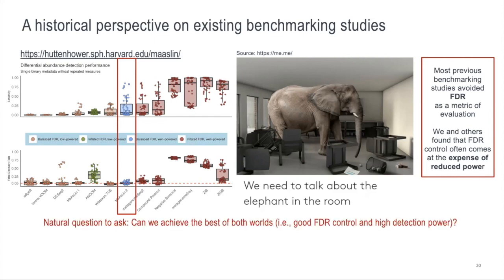So the natural question was, can we achieve the best of both worlds? With this Maaslin project, for which there is a preprint available, with the link on the next slide, we found that a simple linear model, which is what Maaslin 2 is based on, can control the FDR, which has been an issue with existing methods. But we also see that the FDR control comes at a price of low power. So the next natural question to ask is, can we achieve the best of both worlds?